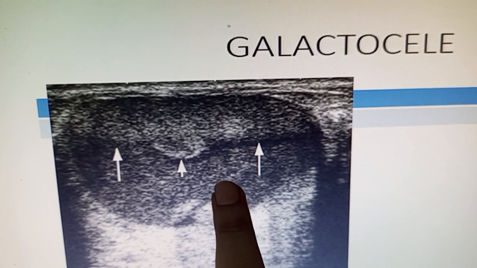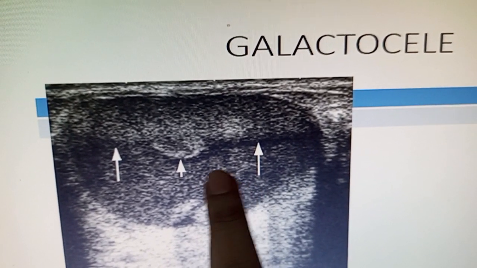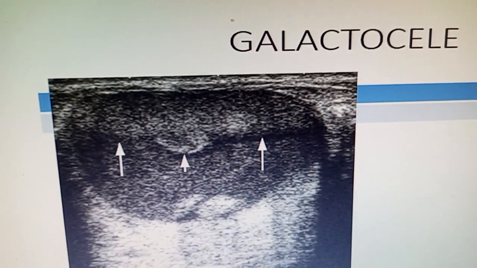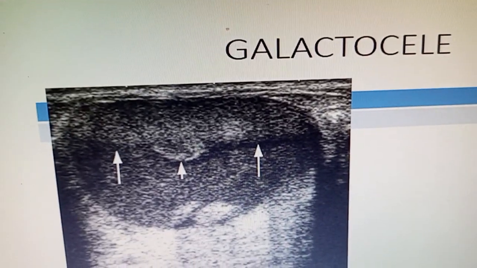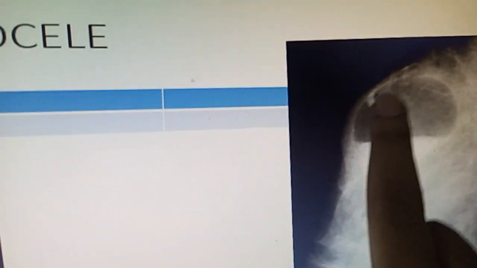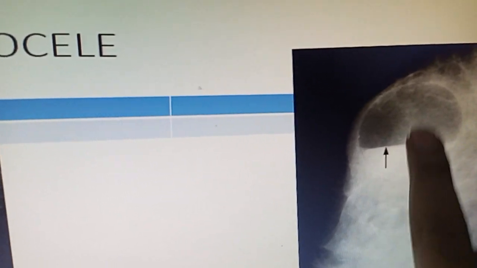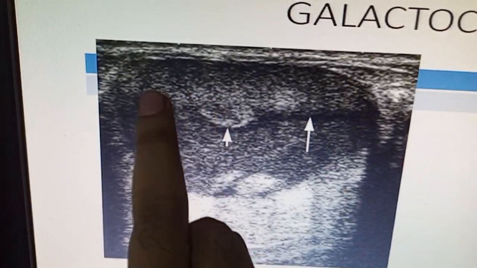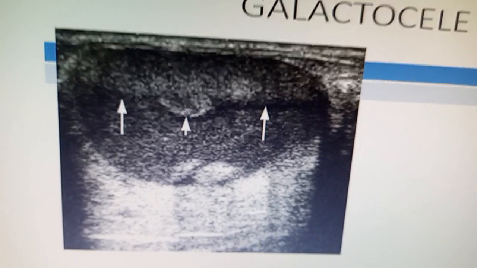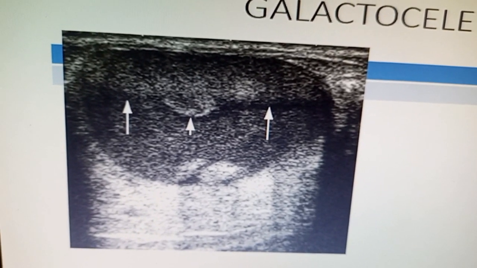Galactoceles have varying appearance. They may appear as cystic solid areas or complex cysts, or they may have a simple multicystic appearance. This is the case of the galactocele on the mammogram. This is the fat, and this is the fluid level. They basically appear as cystic solid with a fat fluid level. So this is the case of the galactocele on the ultrasound of the breast.